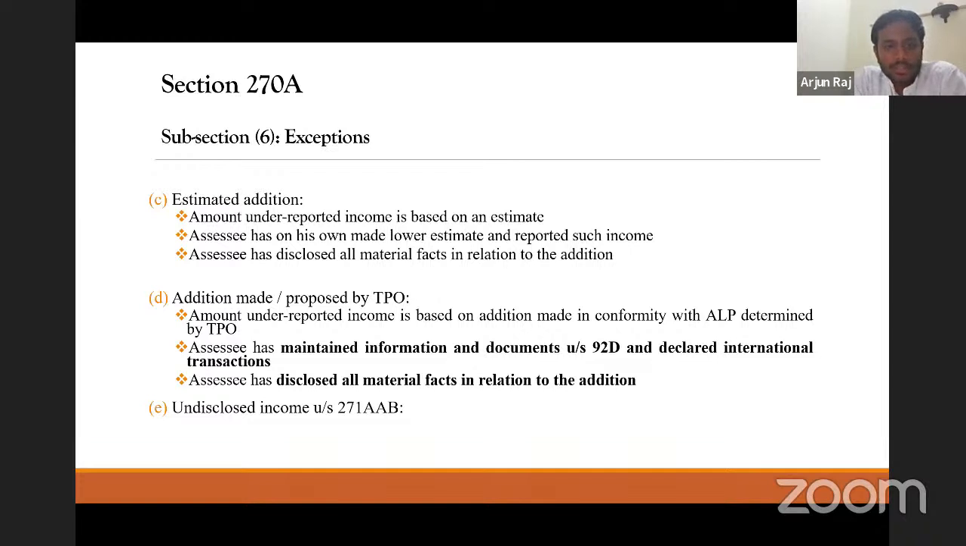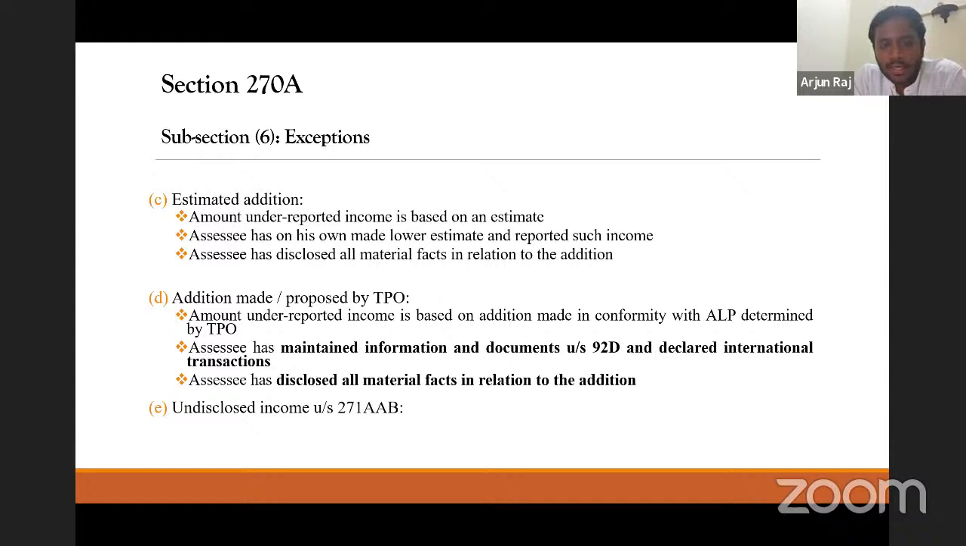The third scenario is a very interesting scenario where the assessee himself offers income at a specified rate, let's say at 5% profit, and the AO determines it at 8%. And the variation, whatever happens there, will not be subjected to this provision as long as the material facts are already reported in the return of income.